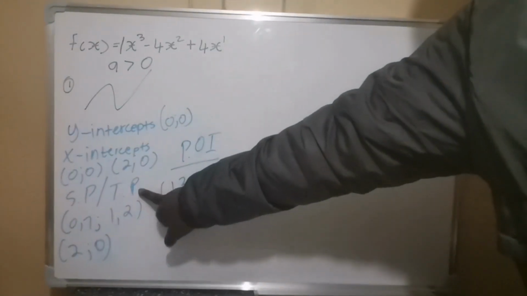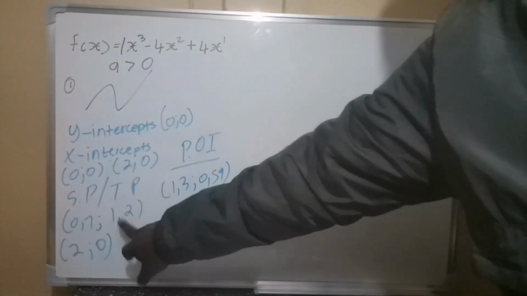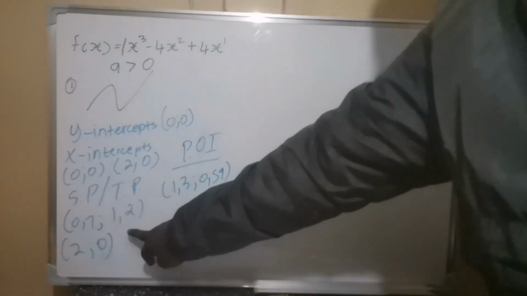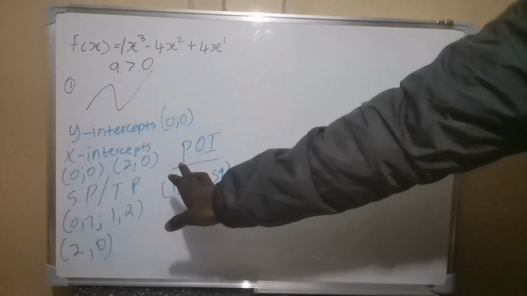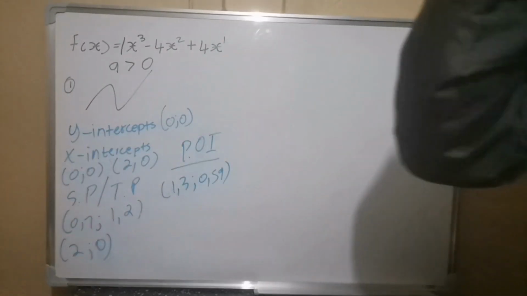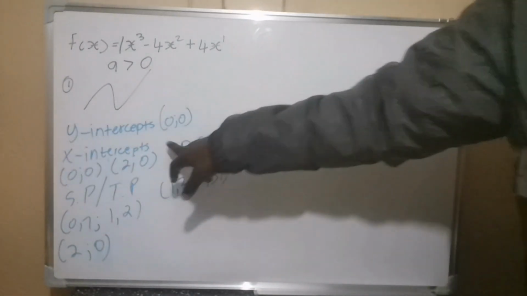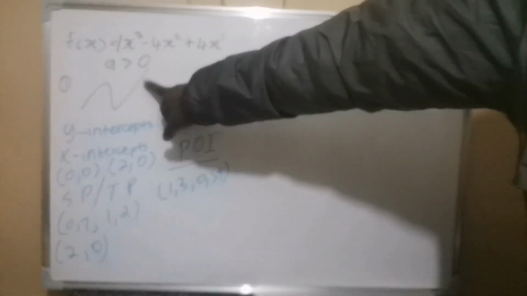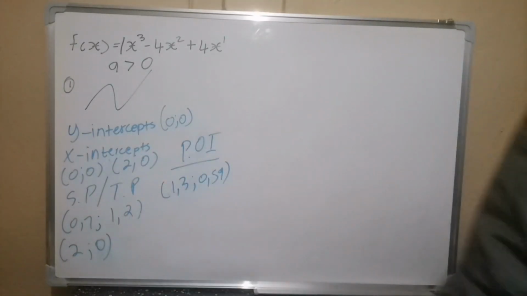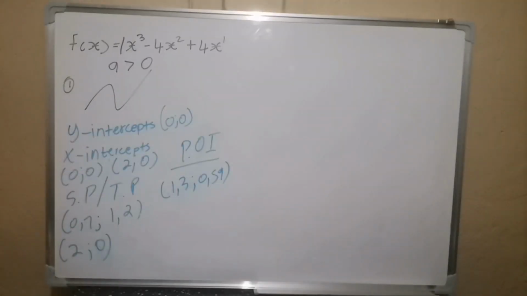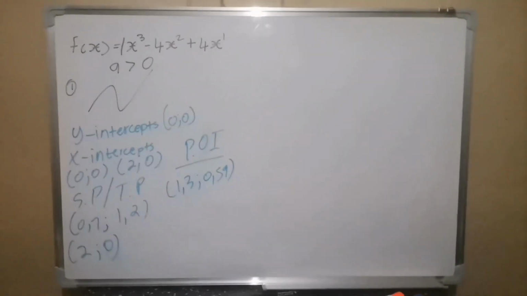The stationary points, the turning points, are 0,67 and 1,2, and 2 and 0. The x-intercepts are 0 and 0, and 2 and 0. The y-intercept is 0 and 0. Shape of the graph, we're expecting something like this, yes. Let us draw the graph very fast, guys.